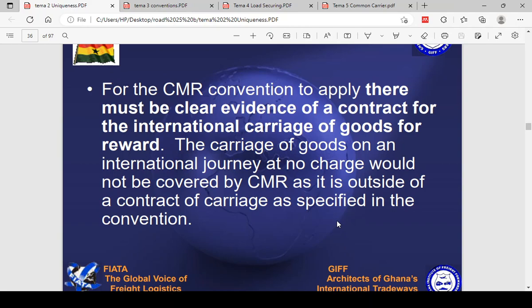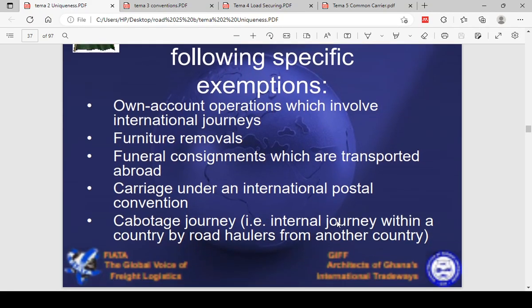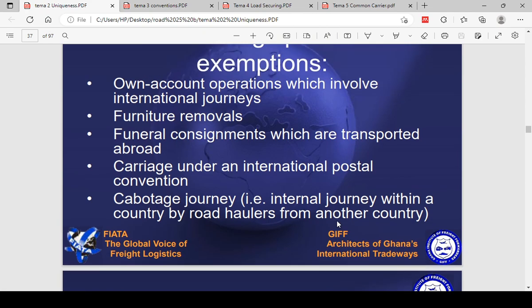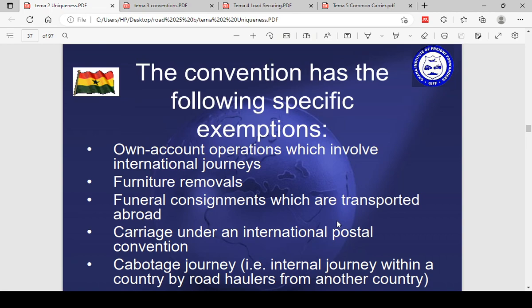If I use my vehicle to carry my brother's goods and I'm not charging him or her, it means that the CMR Convention will not cover it. If there's an accident or something, we can't use the convention. It is the same for own-account operations, which involve international journeys. If I'm doing something for my own, the goods belong to me or my company, nothing.